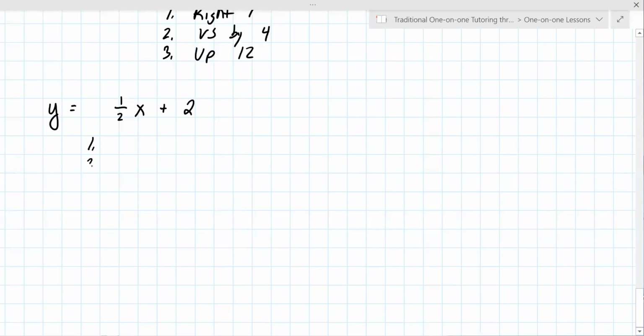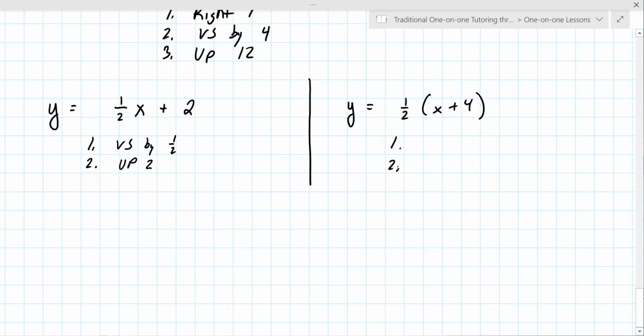This has 2 transformations. The first one is a vertical stretch by 1/2. The second one is up 2. Now I'm going to write the same thing over here, but in a slightly different format. This one has 2 transformations as well. It's left 4, and it's a vertical stretch of 1/2. If you distribute this 1/2 in, do you agree that you get back to the original function?